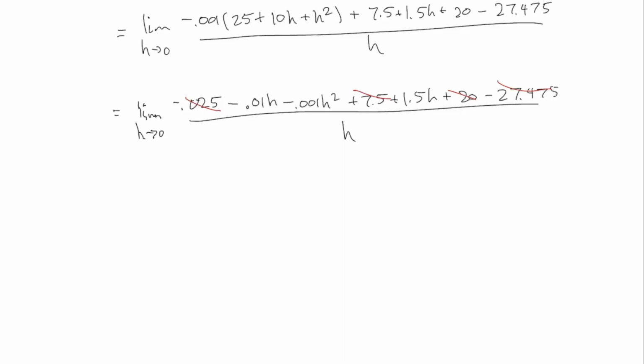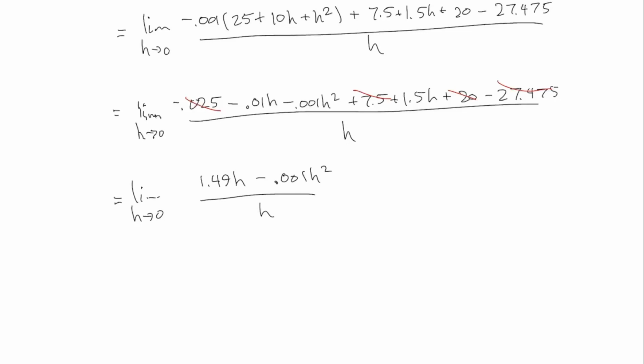And then what's left over? I have negative 0.01h and then also a 1.5h. So to combine these two, it's 1.5 minus 0.01. It's 1.49h. You can use a calculator to do that if you like.